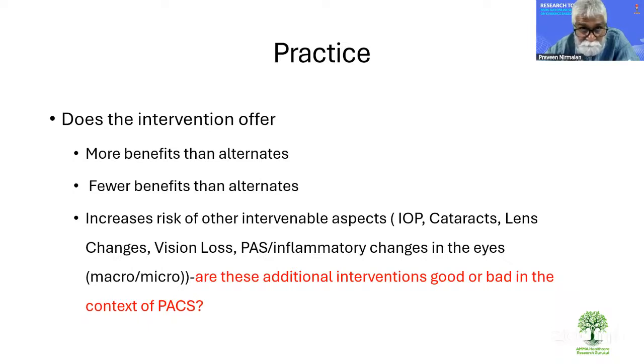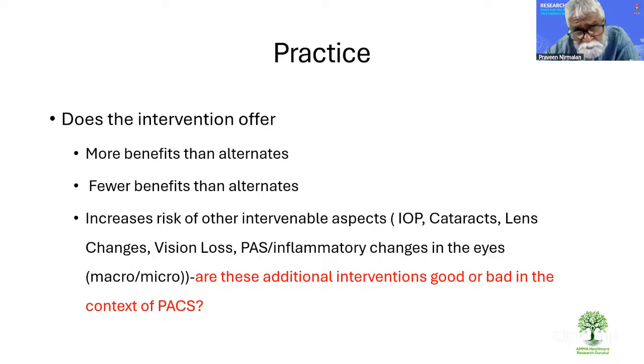aspects. In this particular thing, LPI increases the... persons who had LPI had a higher IOP, nuclear cataract was more, lens changes were more. So does it increase the risk of vision loss? We didn't see much in this particular state. Does it increase the risk for PAS or other inflammatory changes in the eyes, macro or micro inflammatory changes in the eyes? Are these additional interventions? So once they develop, you intervene. So are these additional interventions good or bad in the context of PAS?